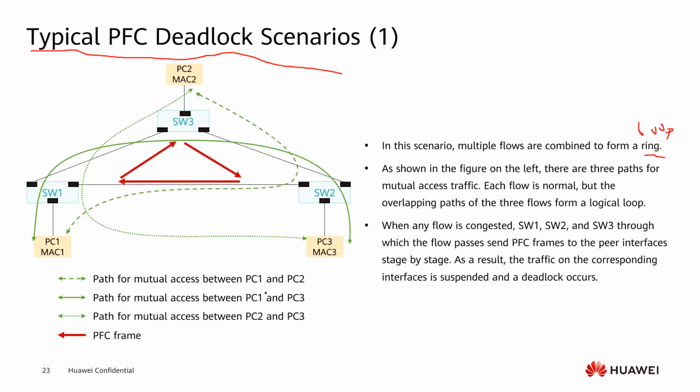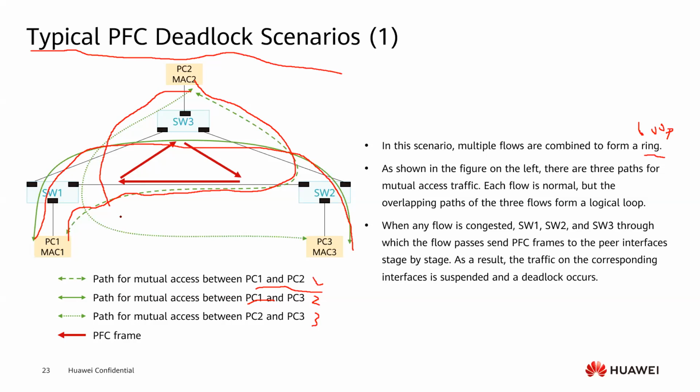Let's first see here. We have three paths, 1, 2, 3. First we say PC1 to PC3 in this path. So in this path we don't have a loop. And then we say PC1 and PC2, maybe the traffic is forwarded in this way. And then PC2, PC3 may forward in this way.